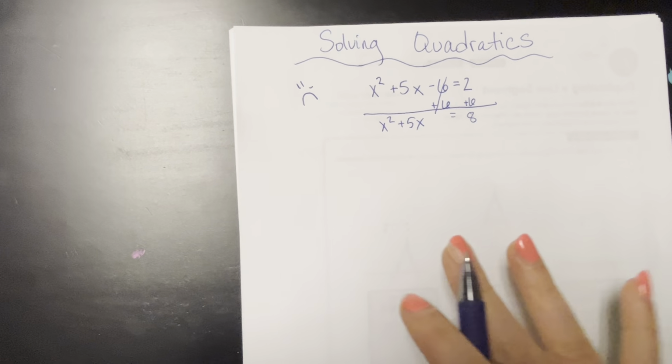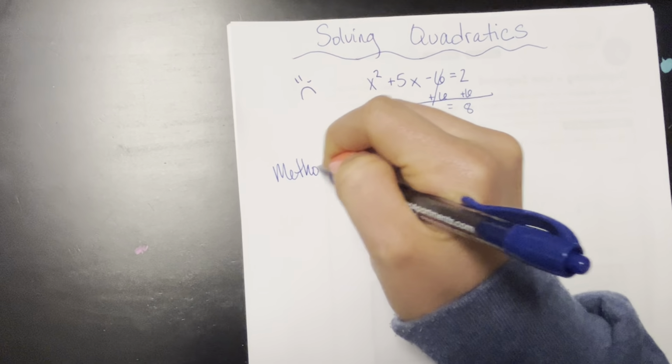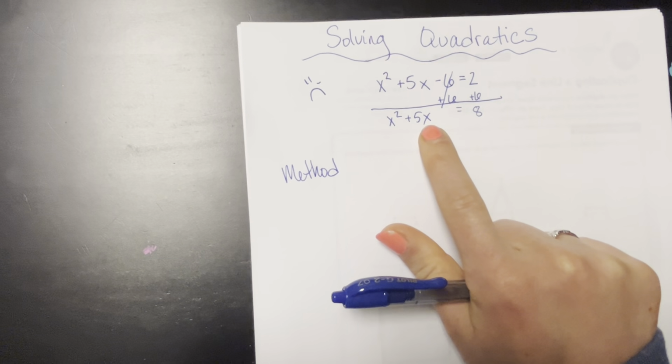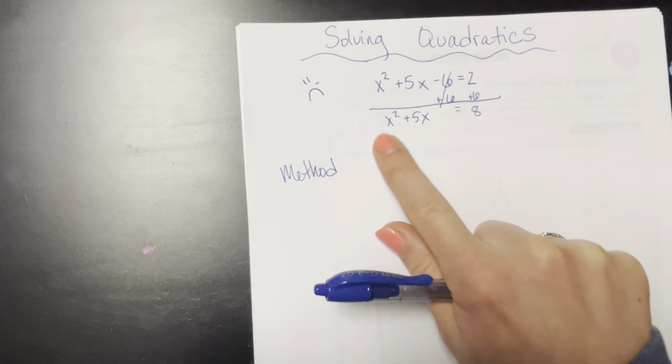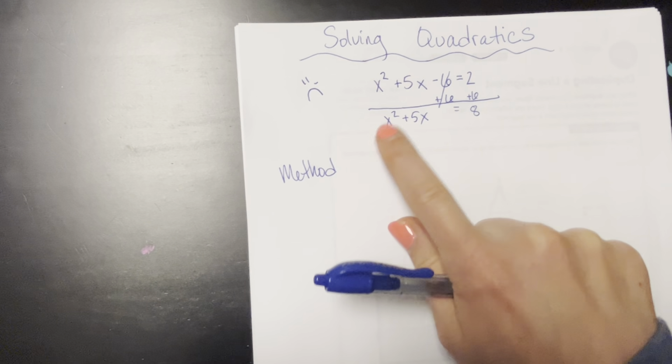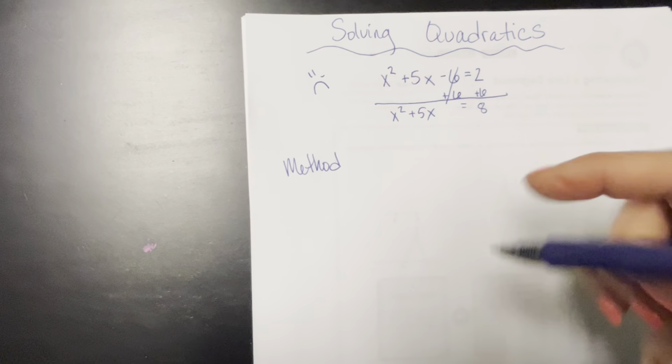I would like you to take notes. I'm going to give you an example. Our first method is actually that it's only impossible if you have an x squared term and an x term, because you're going to just be dividing or square rooting until the day that you die. You're never going to be able to separate these.